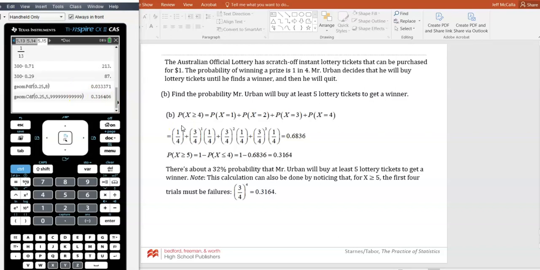0.3164. That seems good enough. They did it by hand, right? They found the probability of 5. I see what they did. They actually found the complement. They said, what's the probability of getting 0, 1, 2, 3, and 4? And then they added those up and subtracted it from 1 to find the complement, which is getting 5 or more. So they used that sneaky technique to get that. We got it just using the command in the calculator.